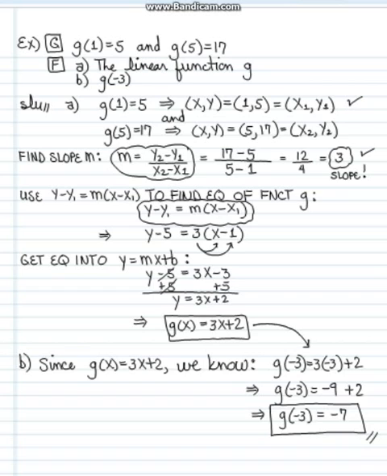By the way, that means that there is an ordered pair on the graph of this function, right? And they didn't ask us for this. I'm just throwing it in. The xy coordinate represented by g of negative 3 equals negative 7 is (x, y) equals (negative 3, negative 7).